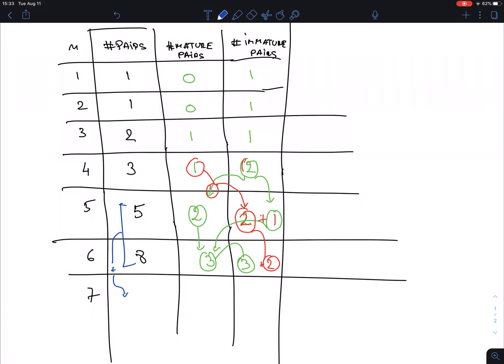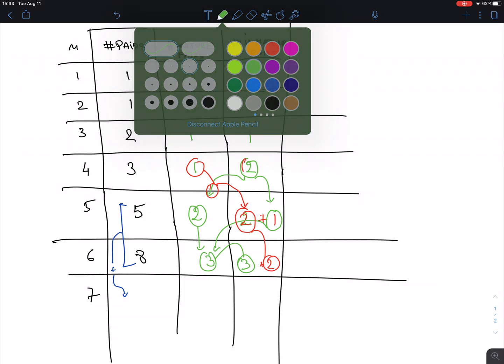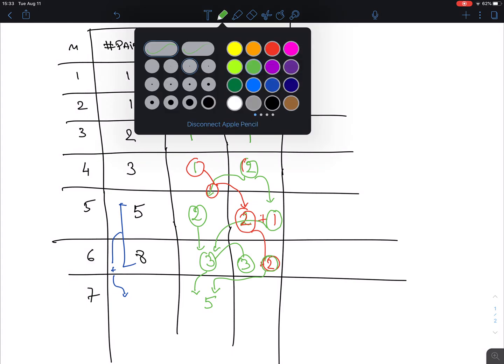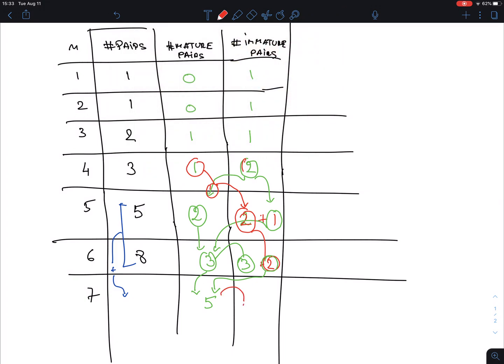Okay, let's see. What do we have? Well, how many mature pairs do we have? Let's think about it. These 3 mature pairs remain mature. So there's definitely 3 here. These 2 have had the time to mature, so we get another 2. So we get 5 pairs here. And those 5 pairs create 5 new pairs, right? Because they're all matured, so they can produce. So we have 5 here.